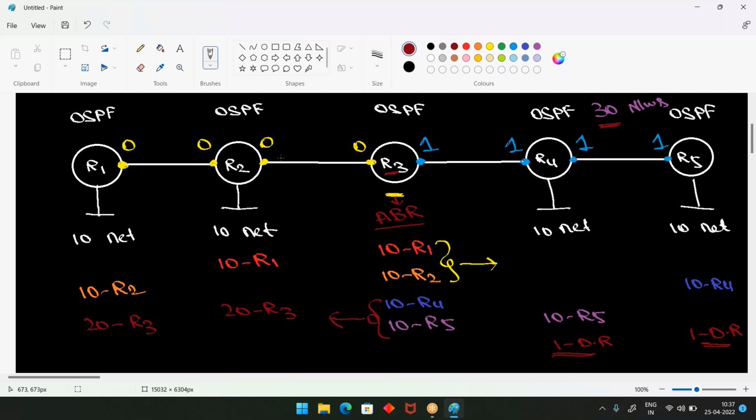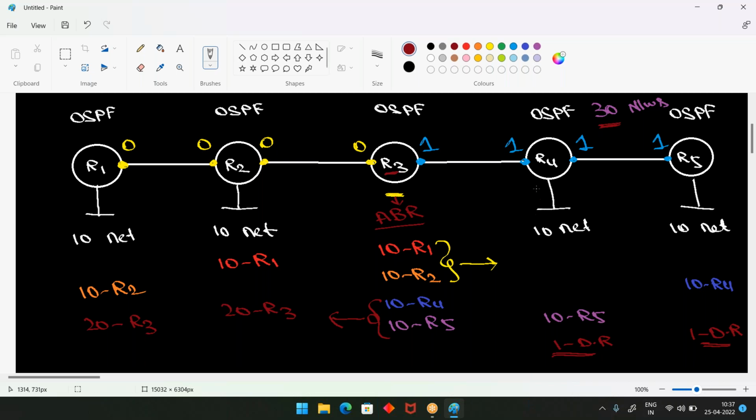Okay, of course, yes, guys. With the help of the default route, the R4 router and R5 router can now communicate with the R1 router and the R2 router as well.